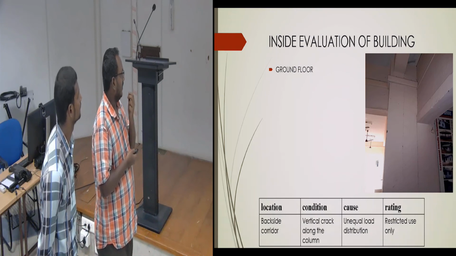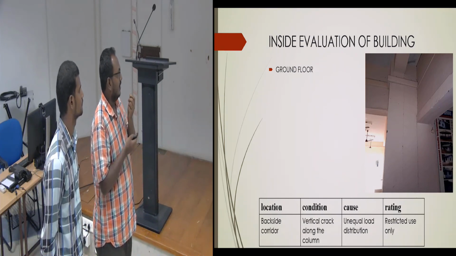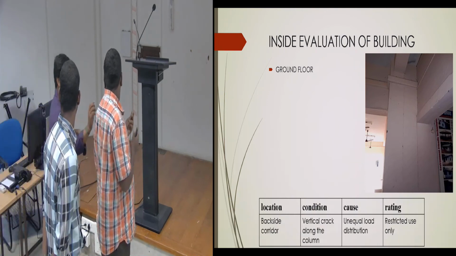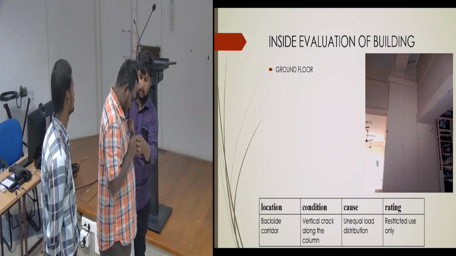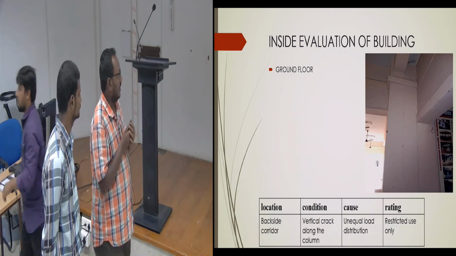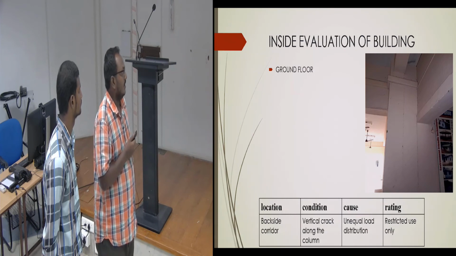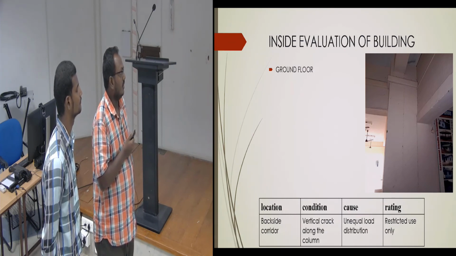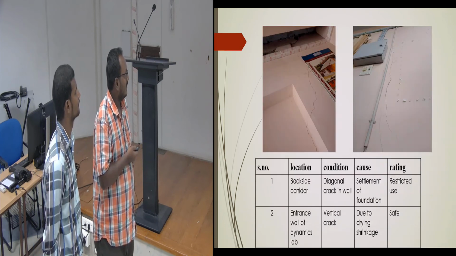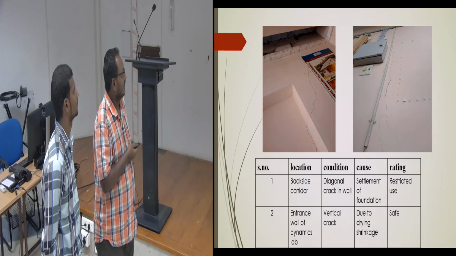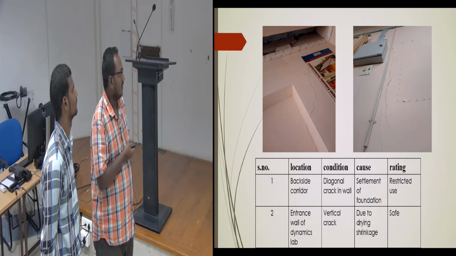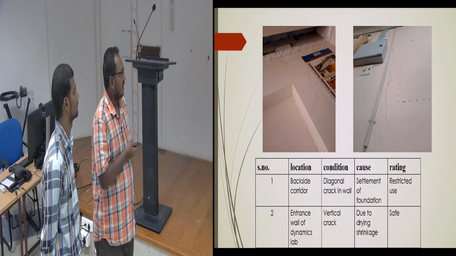This is the ground floor, the back corridor of that building. Vertical cracks are all along the columns. The cause will be unequal load distribution. We have rated it as a restricted use place. This is the backside corridor, and diagonal cracks are all over the wall. This is also due to settlement of foundation, and we have made it a restricted use place.